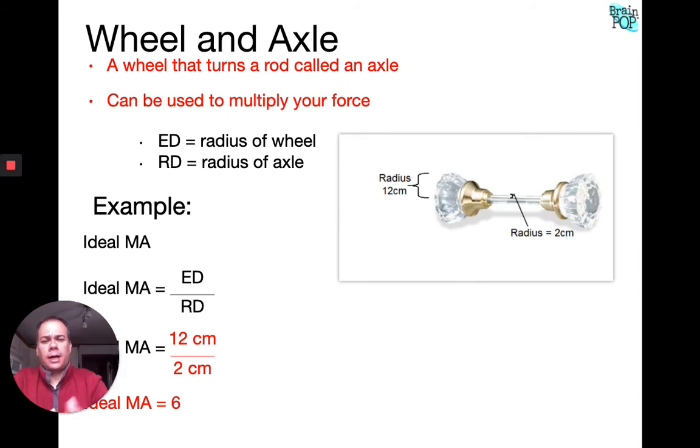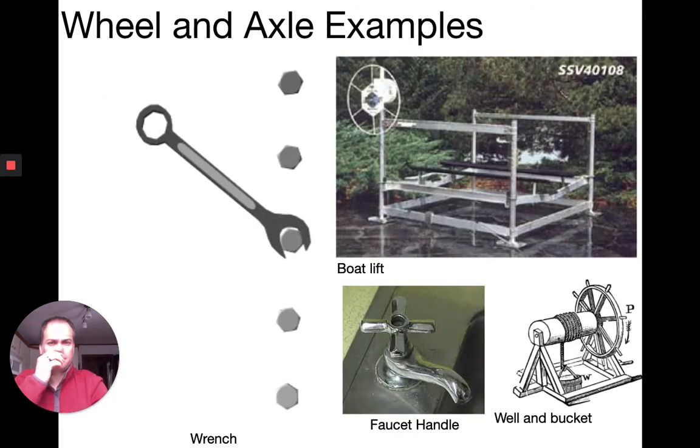The wider the knob, the greater the mechanical advantage. But again, there's the trade-off. To turn that axle just a small amount, I have to turn the larger knob a greater distance. Some other examples of wheel and axle.